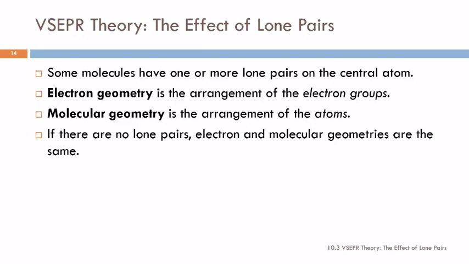What if you have lone pairs on your central atom? There are two kinds of geometry: electron geometry and molecular geometry. The electron geometry is the arrangement of the electron groups. The molecular geometry is the arrangement of the atoms. So when there are no lone pairs on the central atom, the electron geometry and the molecular geometry are exactly the same.